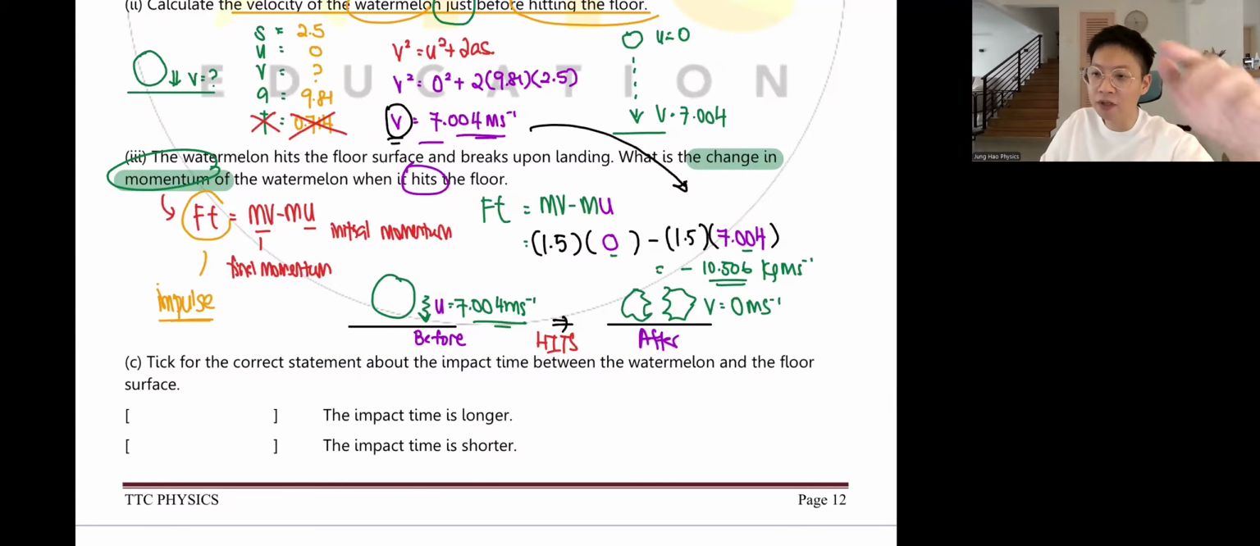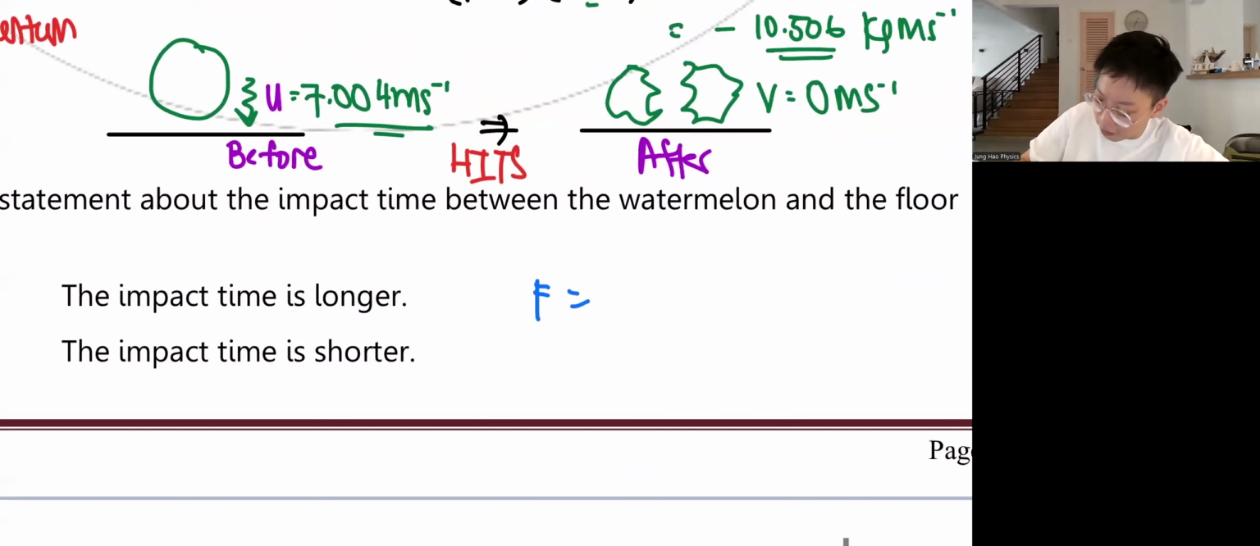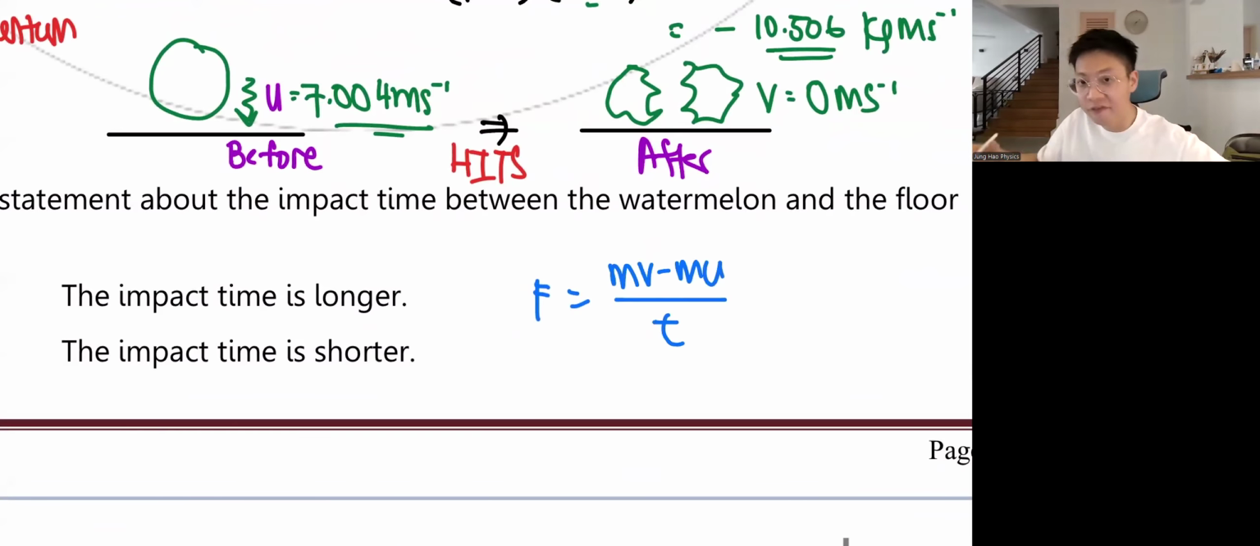Your watermelon pecah because your impulsive force is very big or very small. Okay, so now, very big, right? Now we are going to talk about the impulsive force already. If we talk about impulsive force, it's going to be this thing called mv minus mu over t. I have to put here, so I have F equals to mv minus mu over t, okay?